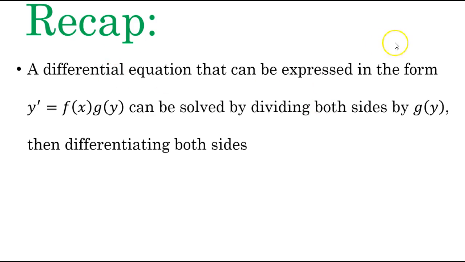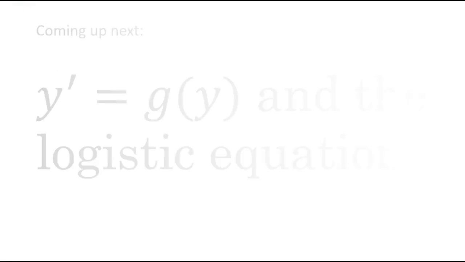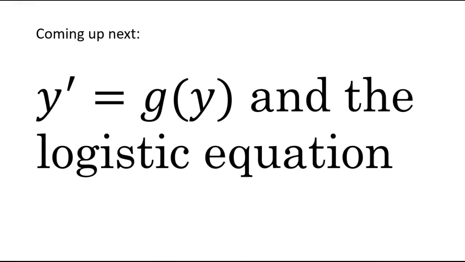So a differential equation that can be written in this form, y prime is some function of x multiplied by some function of y. We look for any constant solutions, divide both sides by that function of y, and then we don't differentiate both sides, we integrate both sides. There's another mistake. Anyway, that's it for separable differential equations.